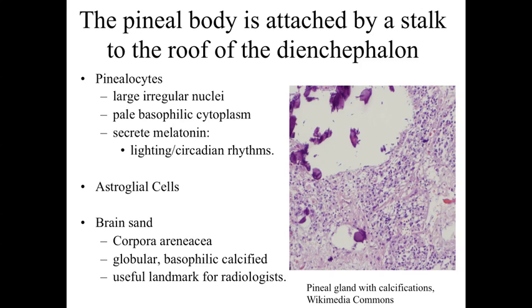We can identify the pineal body by the presence of essentially calcified globular structures. They're staying relatively basophilic. They're called either brain sand or corpora arenacea. So essentially you've got these kind of purplish clusters of calcified material surrounded by these basophilic cells. The presence of the brain sand and its location within the roof of the diencephalon makes it a useful landmark for radiologists. And again, the secretions from this are melatonin involved with regulating circadian rhythms, also helping with sleep and wake cycles.